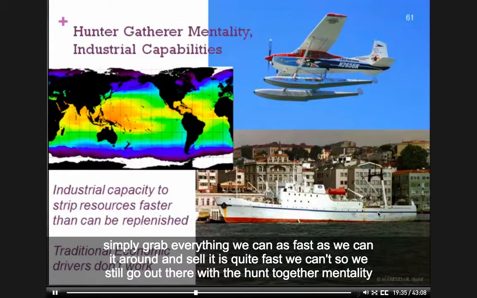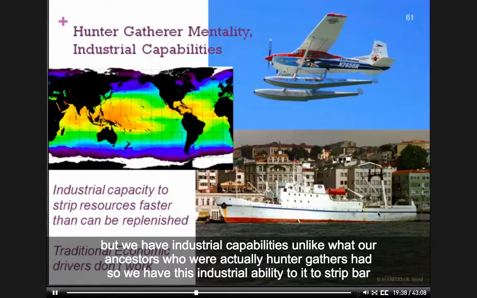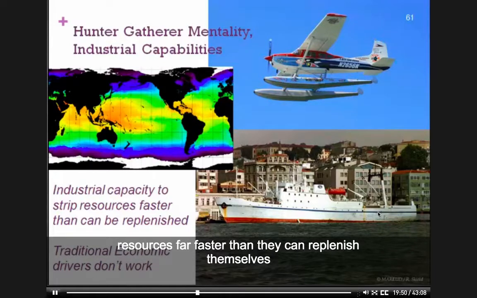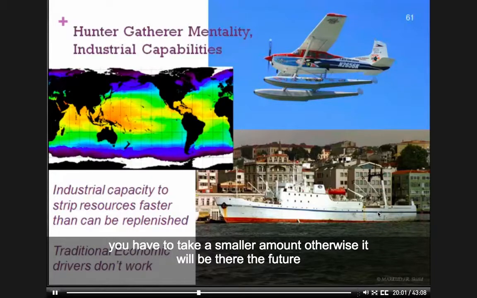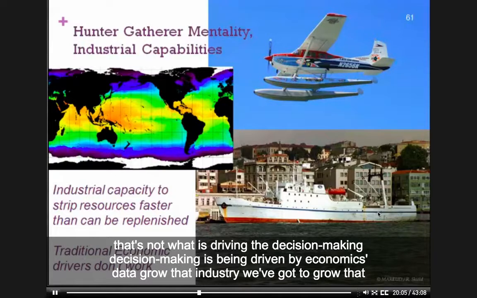So we still go out there with a hunter-gatherer mentality, but we have industrial capabilities unlike what our ancestors, who were actually hunter-gatherers, had. So we have this industrial ability to strip our resources far faster than they can replenish themselves. And ultimately, this is destructive because it's not being driven by the biology, where, for example, a scientist would say, no, you can't take that much. You have to take a smaller amount, otherwise it won't be there in the future.